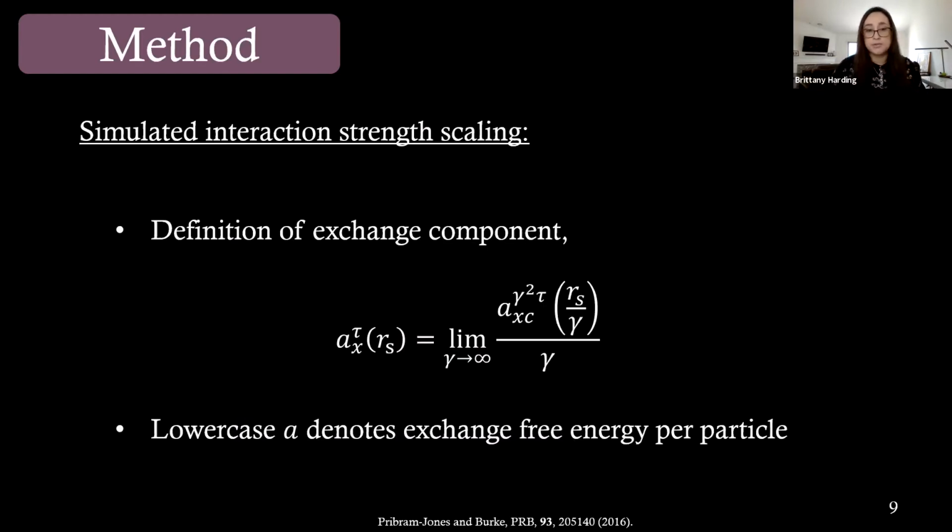One of the tools I use to generate finite temperature adiabatic connection curves is something called simulated interaction strength scaling. We can first extract the exchange free energy by taking the high density limit of the exchange correlation free energy, where the lowercase a denotes the exchange free energy per particle.